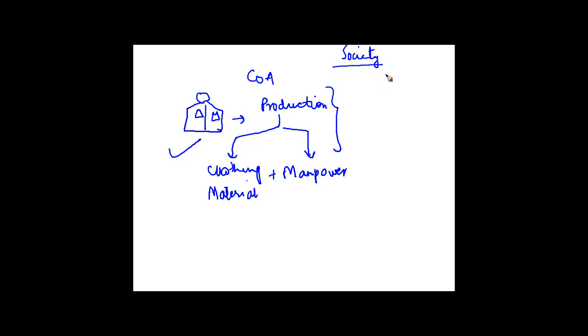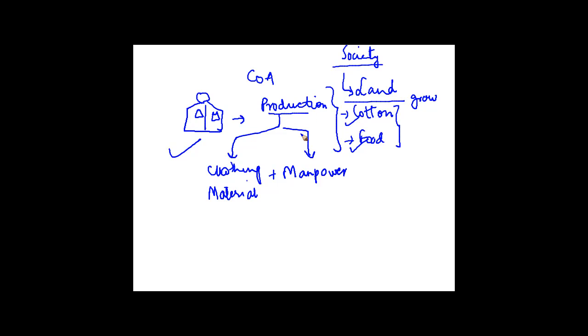Now, the society, suppose in my example, had a certain amount of land. Now, that land can be used to grow cotton, or it can be used to grow food. So the society has to make a choice whether this land has to be used for cotton or food. Now, assuming it is used for manufacturing cotton.